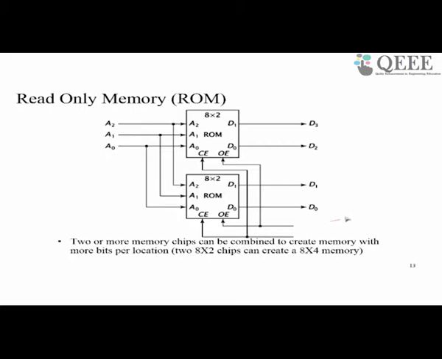Because there are 8 locations, we need 3 lines to identify an address. So the address port has 3 lines, which we denote as A0, A1 and A2.